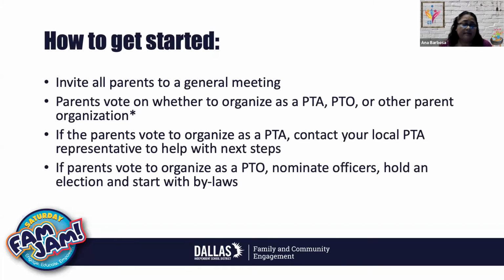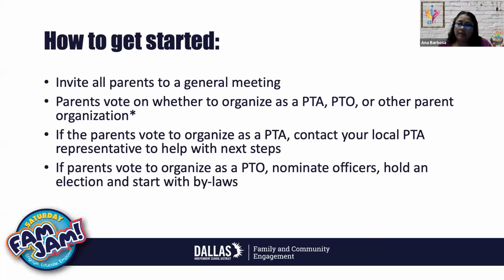How do we get started? As I had described before, invite all parents to a general meeting. The parents vote for whatever organization they want to have, PTA or PTO. If the parents vote to organize as a PTA, we will put you in contact with your local PTA representative, and you get going like that. If you decide to go PTO, in that meeting you will nominate your officers and start working on your bylaws. And I will walk you through the rest of the process that you will have to go through.